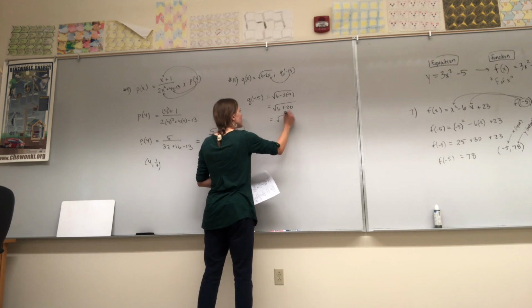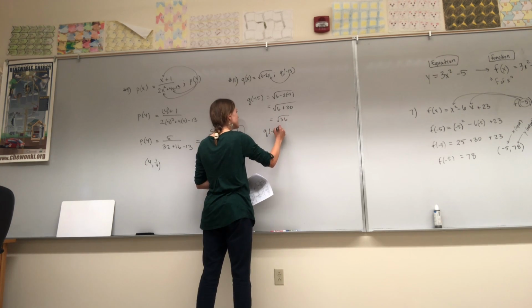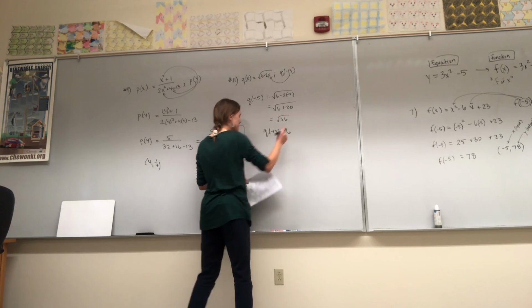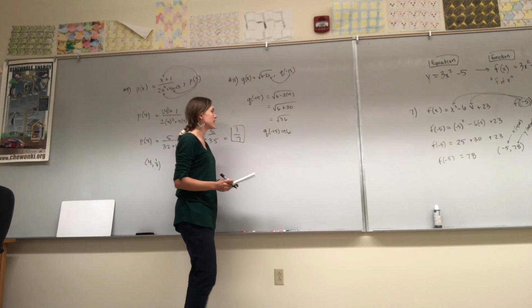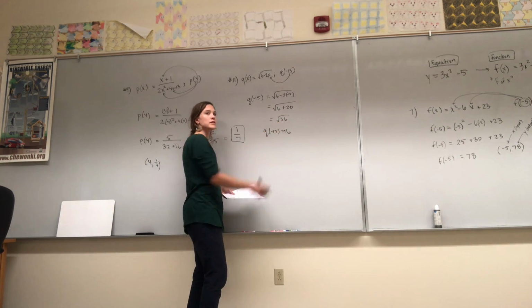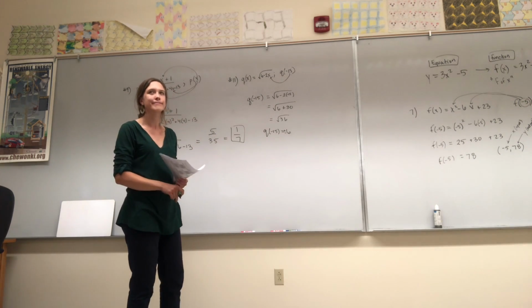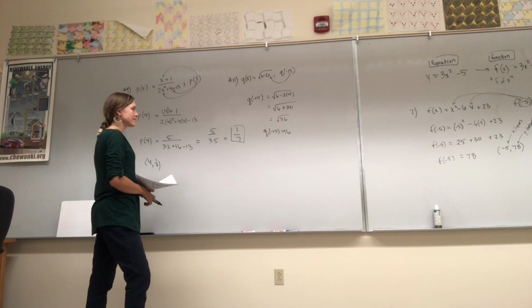Are they just taking random letters for each one? 36, so q of negative 15 equals plus or minus 6. P, Q, H, K, G. Oh, it's plus or minus. Oh boy. Because negative 6 times negative 6 also equals 36.